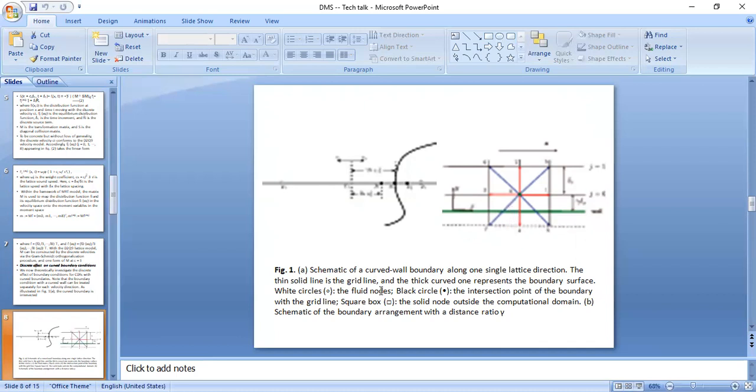And the second one shows the schematic of the boundary arrangement with a distance ratio gamma.